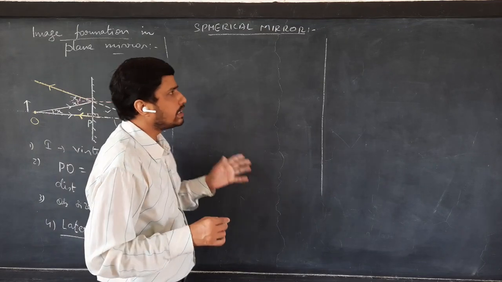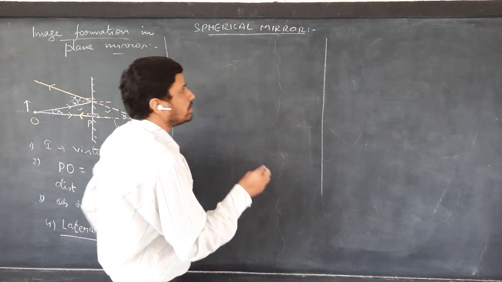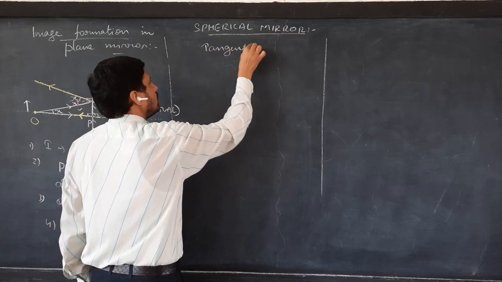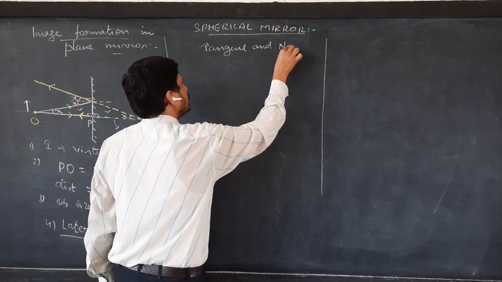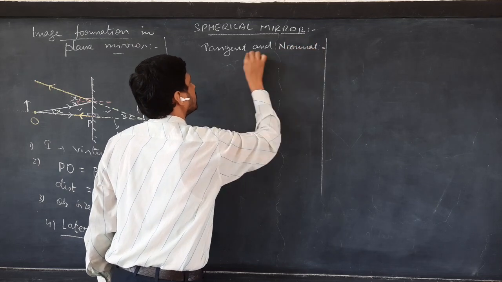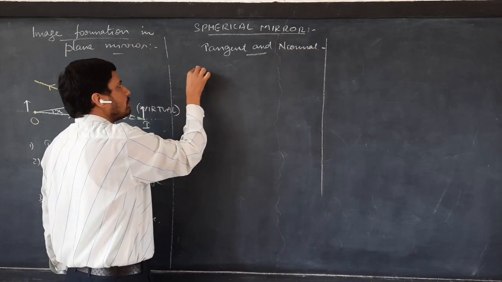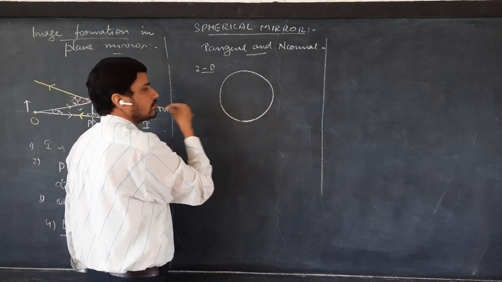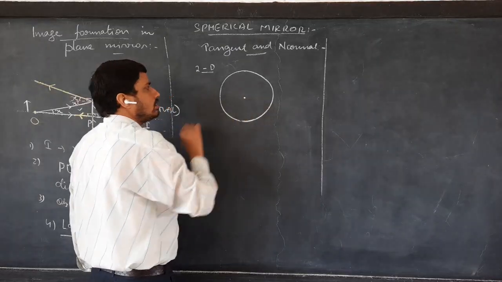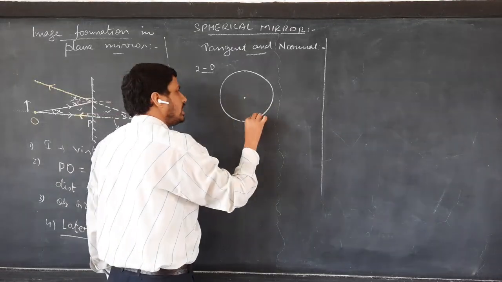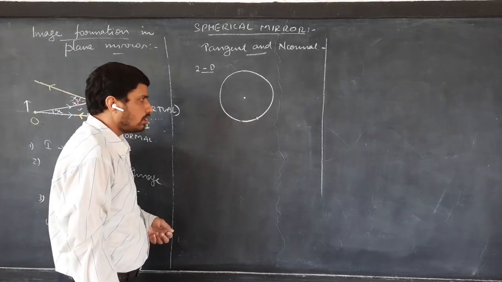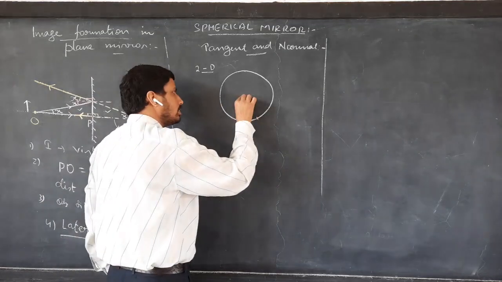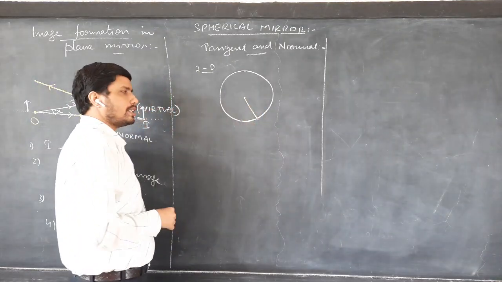Before we discuss in detail these mirrors, as I told you in the beginning, we would devote some time discussing tangent and normal. It is important to discuss this. I'll start from a two-dimensional object, which you know, a circle. Center of the circle. Any point on the circle you take, join the center of the circle to that point. This is a radius.